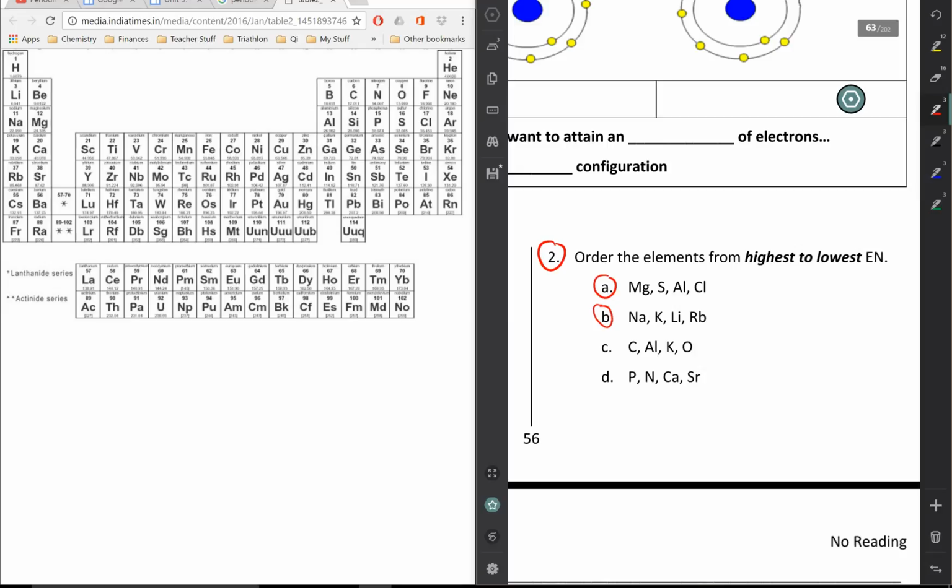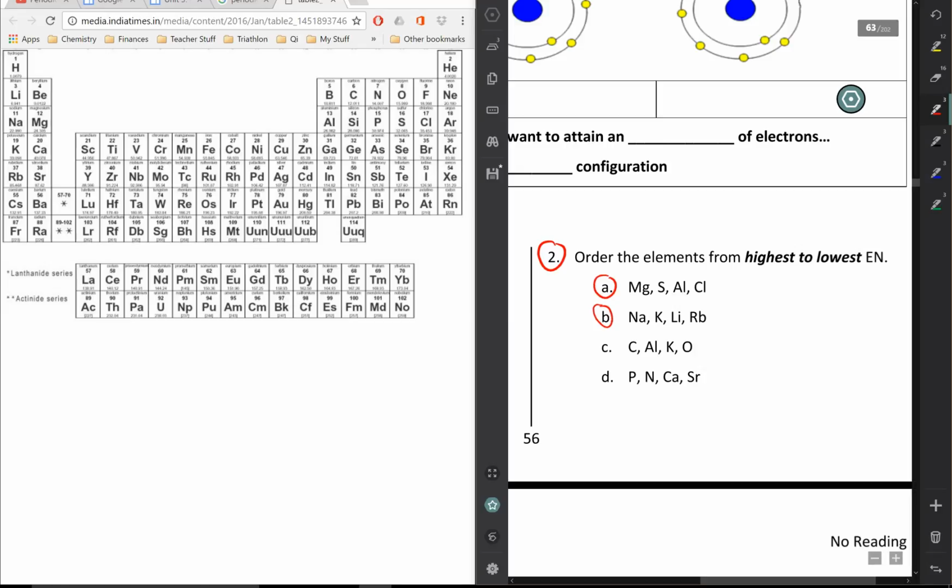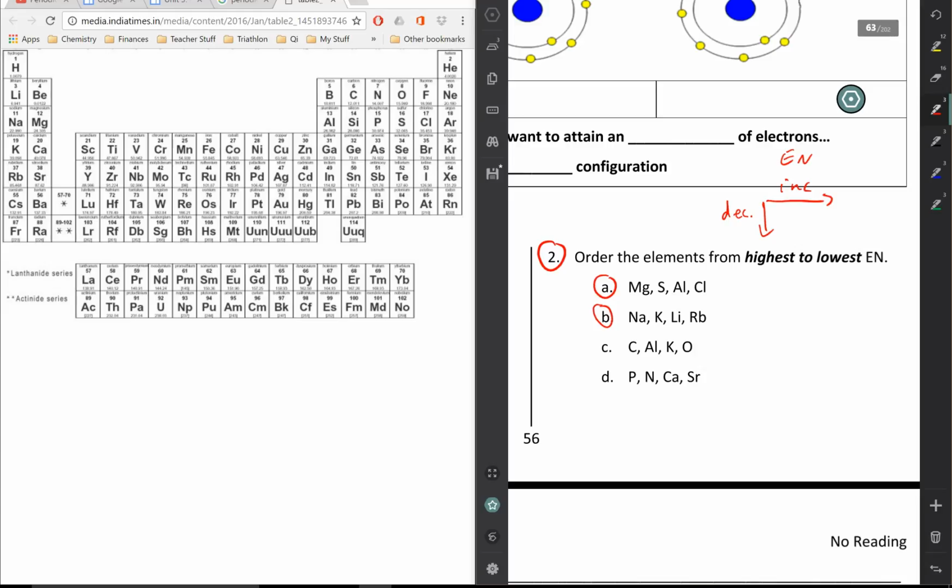Okay, so I've got my periodic table pulled up. I'm going to just quickly draw my arrows to help remind myself. Electronegativity increases as we go across, and it decreases as we go down. Order the elements from highest to lowest electronegativity. We've got magnesium, sulfur, aluminum, and chlorine. Just like with the previous practice problems that were similar to this, find the elements on the periodic table. Magnesium, aluminum, sulfur, and chlorine. Great, they're all in the same period.